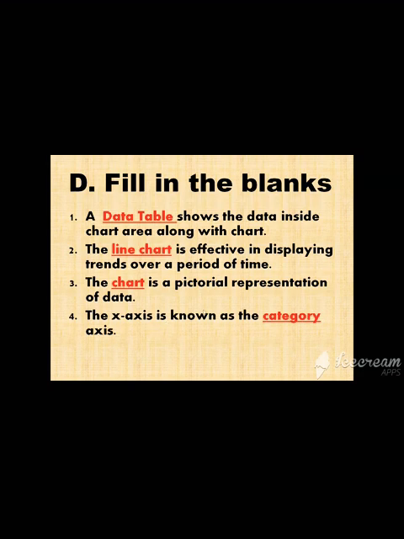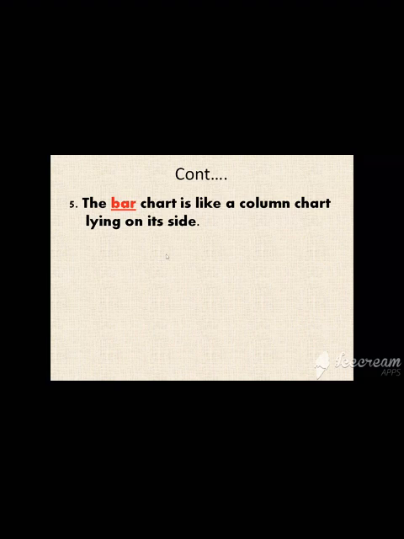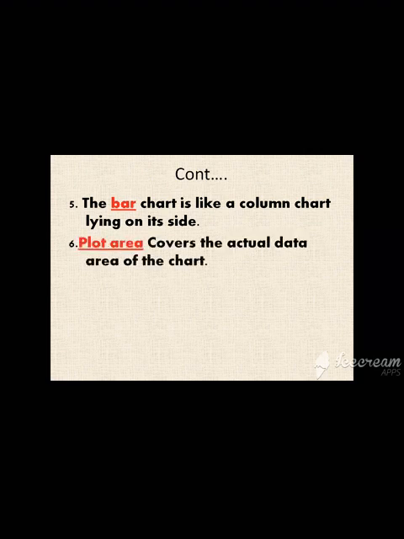The x-axis is known as the category axis and the y-axis is known as the value axis. Remember now? The dash chart is like a column chart lying on its side. So a bar chart is like a column chart that lies on its side. Dash covers the actual data area of the chart. Plot area covers the actual data area of the chart.